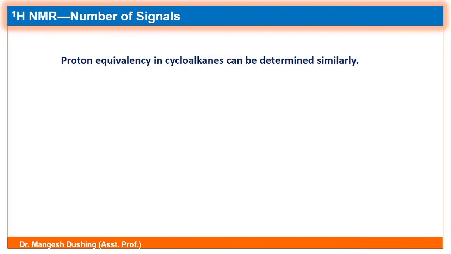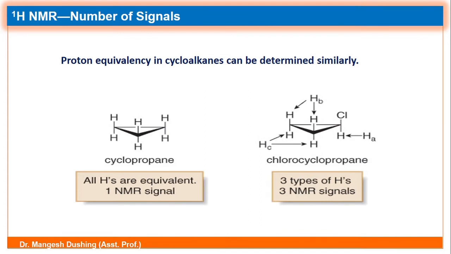Now we will see proton equivalence in cycloalkanes. Suppose this is cyclopropane. In cyclopropane, all these 3 protons are equivalent because all 3 protons are on the same side of the cyclopropane ring and their neighbors are the same. Similarly, these 3 protons are also the same. So in cyclopropane, all these 6 protons are equivalent and give us only 1 NMR signal. Because all these 6 protons are equivalent, one and the same, only one type, it will give us only 1 signal.